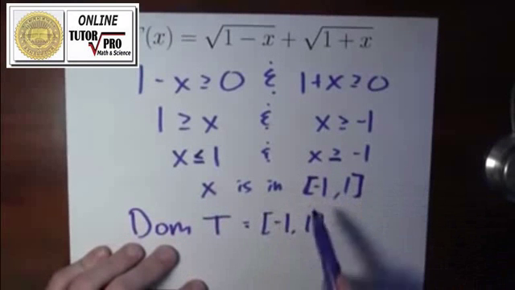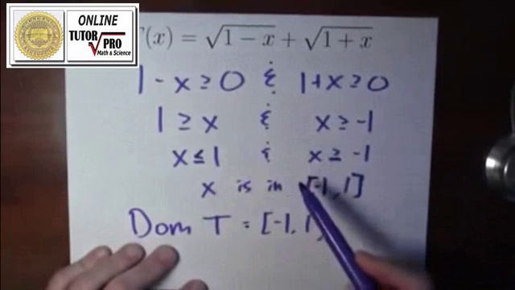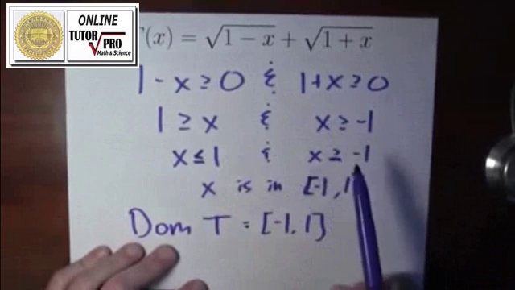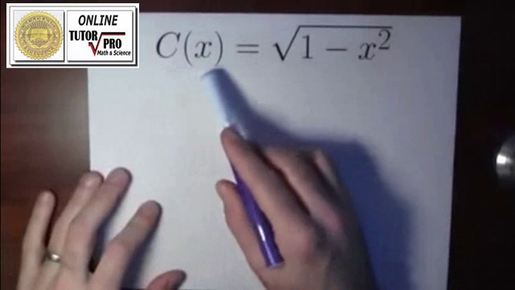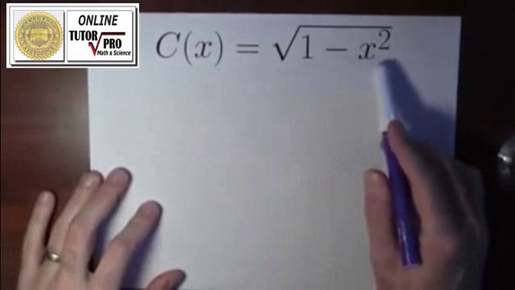Right? This is describing the values of x for which this rule makes sense. That's the domain of the function t. Let's do one more example. Some square root problem where I've also got an x squared term. Let's calculate the domain of this function c. C of x is the square root of 1 minus x squared.